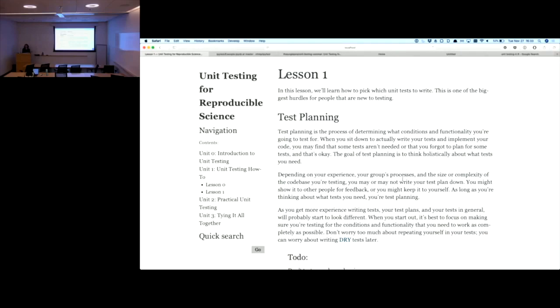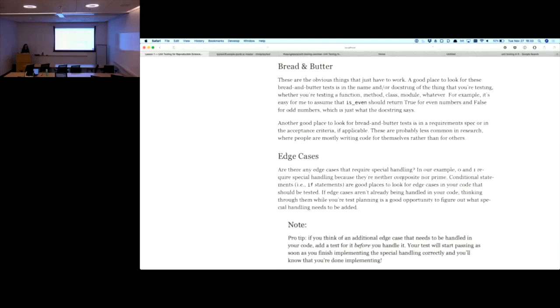Don't worry about that up front. It's better to get a lot of practice writing way, way, way too many tests, because you'll learn this test planning habit really well that way. So how do you go about test planning?